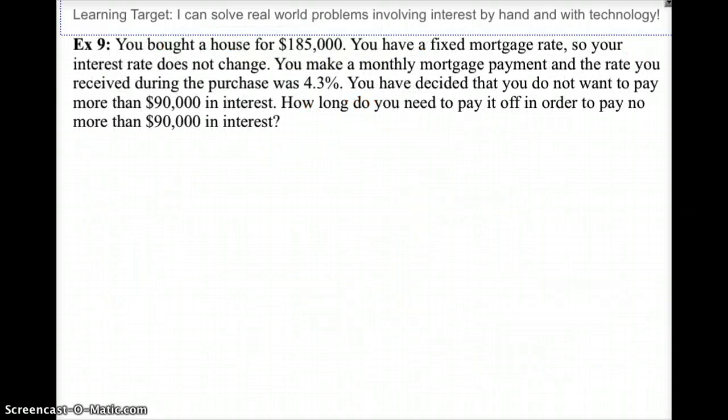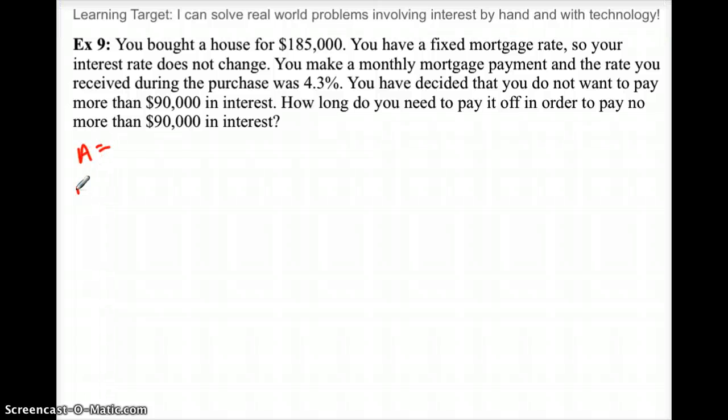Okay, let's do one more. You bought a house for $185,000. You have a fixed mortgage rate, so your interest rate does not change. You have a monthly mortgage payment, and the rate you received during the purchase was 4.3%. You've decided that you do not want to pay more than $90,000 in interest. How long do you need to pay it off in order to pay no more than $90,000?